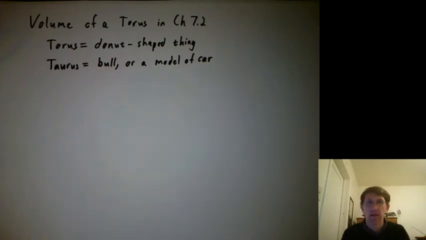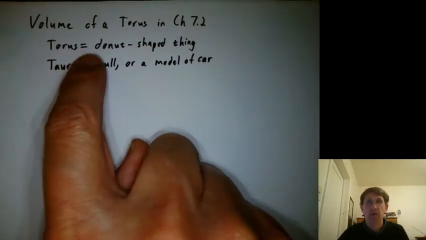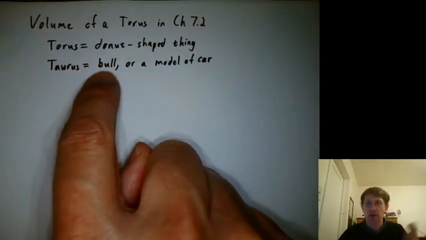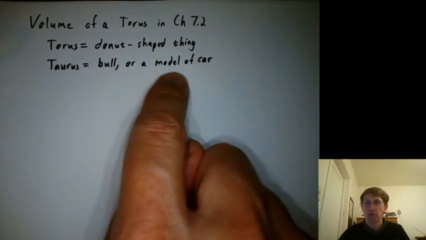Let's look at a slightly interesting geometric problem. What's the volume of a torus? A torus is the math word for a donut-shaped thing. A torus is the Greek word for bull or an old model of a car.